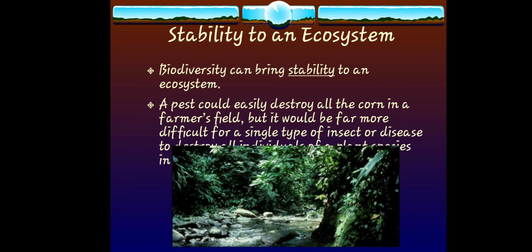As I said, biodiversity can bring stability to an ecosystem because it is pertaining to the differences between the living organisms in the biodiversity. So it balances everything, because from the differences to the similarities in the area, it is included in biodiversity. A pest could easily destroy all the corn in a farmer's field, but it will be far more difficult for a single type of insect or disease to destroy all individuals of a plant species in a rainforest. So that is an example of biodiversity. Even if there is such a problem, it can easily be stabilized again by means of biodiversity. If there is an involvement of biodiversity in a certain area, it can easily balance everything.